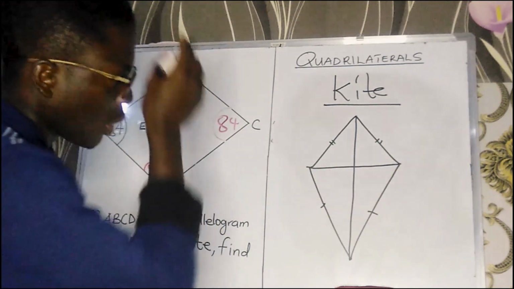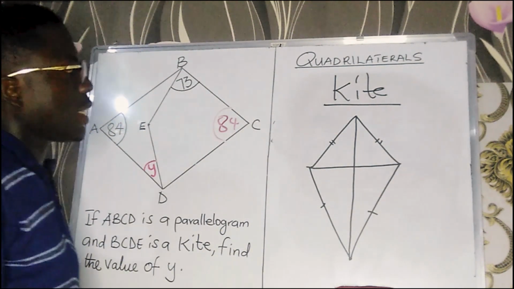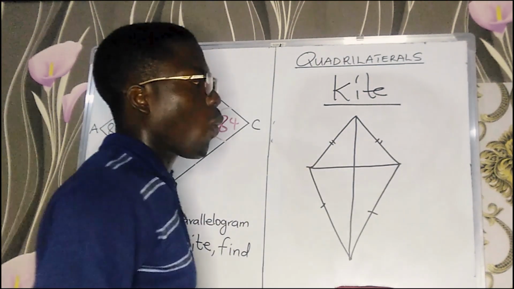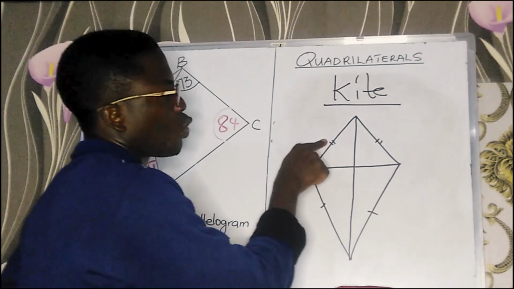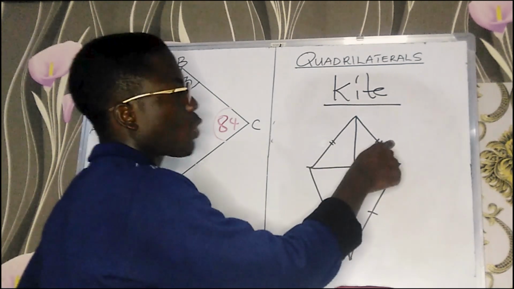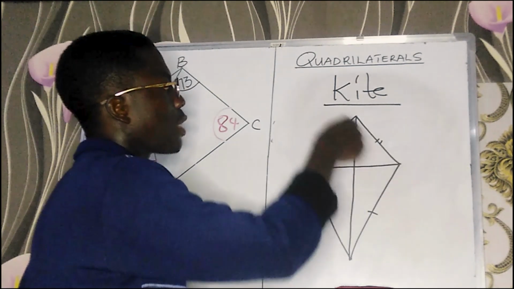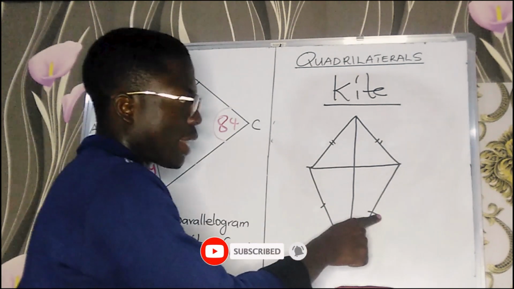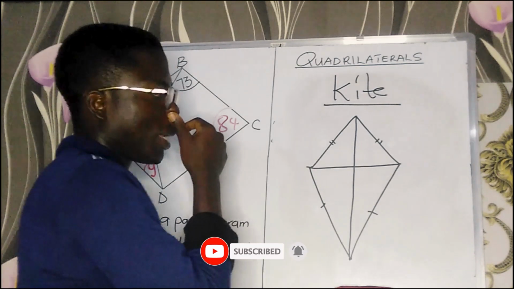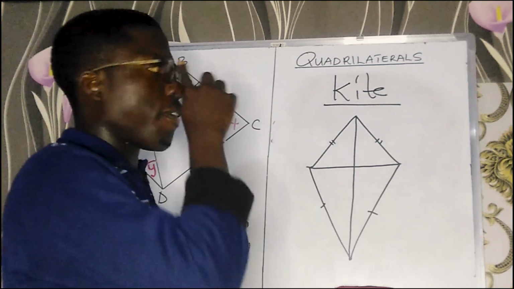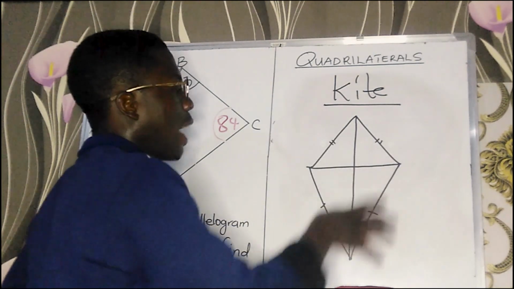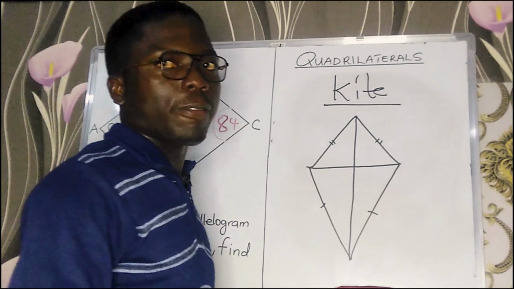Now, a kite has two adjacent sides equal in length. So you could see two arcs on this. You could also see two arcs on this. So this line is equal to this line. You could have one line here, one arc here, one arc here. So this line is also equal to this line. So the first property is that it has two adjacent lines equal in length. That is the first one.